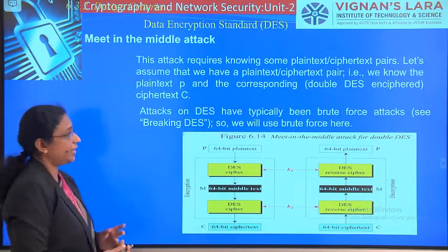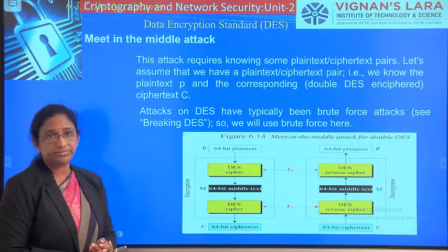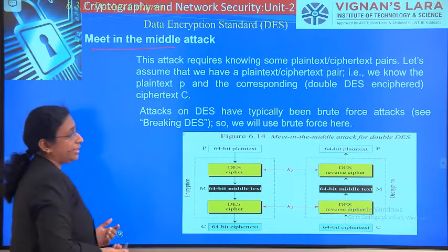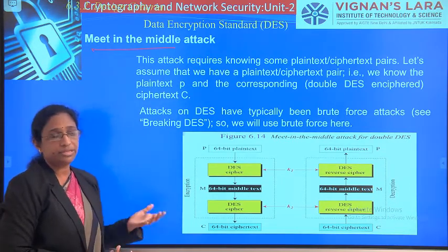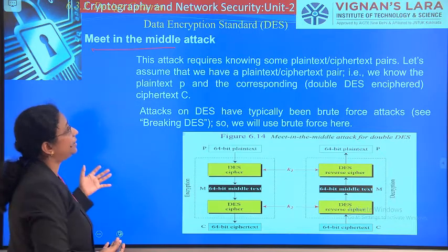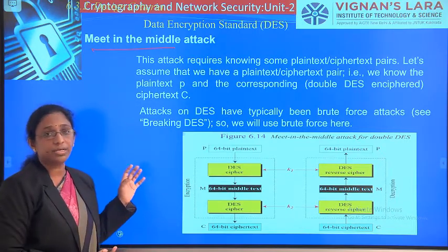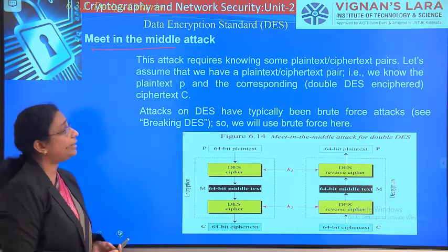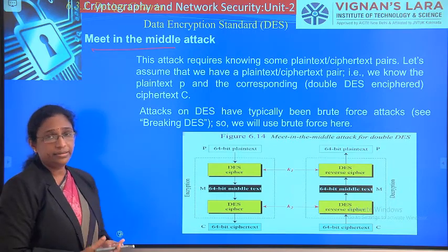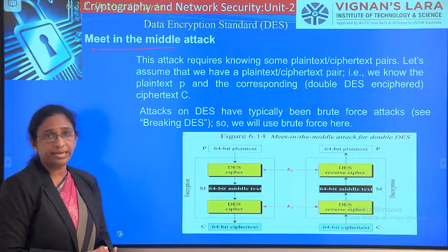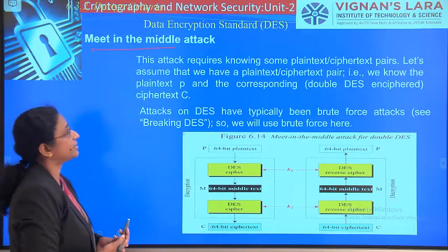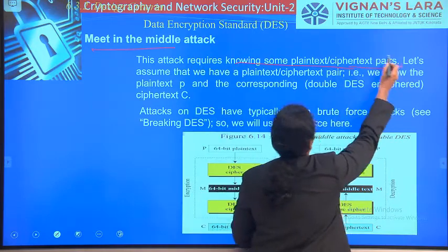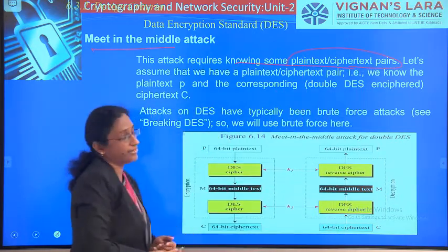Here, the double DES suffers from the meet in the middle attack. Even though the key size is increased, the double DES suffers from the meet in the middle attack. So what is this meet in the middle attack? To do it, the attacker requires some known plaintext and ciphertext pairs.